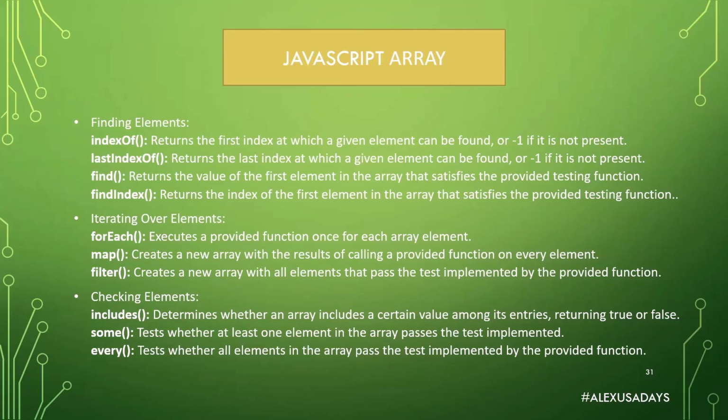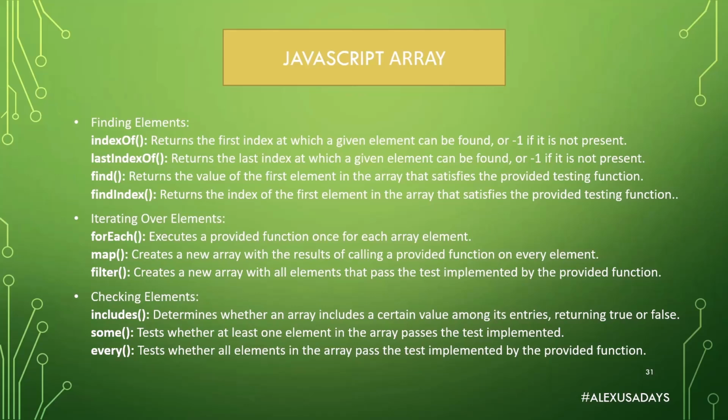Iterating over elements. So you can do forEach, which executes a provided function once for each array element. You can do map, which creates a new array with the results of calling a provided function on every element. You can do filter, which creates a new array with all elements that pass the test implemented by the provided function.